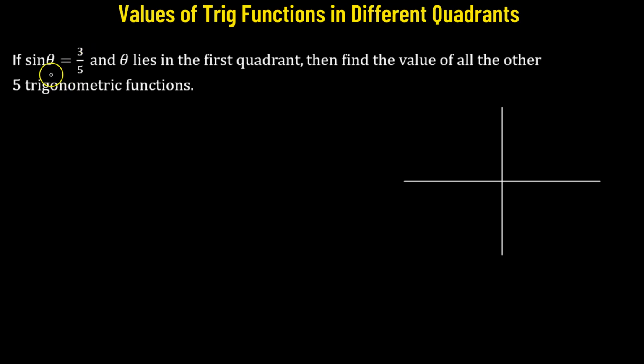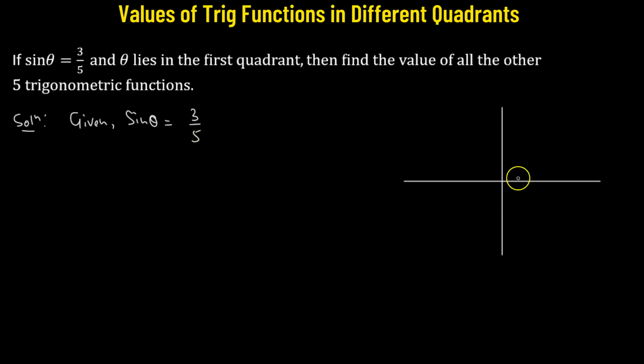In this problem, we are given the value of sine theta, which is 3 over 5, with the condition that theta lies in the first quadrant. We need to obtain the value of the remaining 5 trig functions. So let's begin. Here we are given the value of sine theta. The sine theta is 3 over 5 and it is a positive value. So let's understand why it's positive.